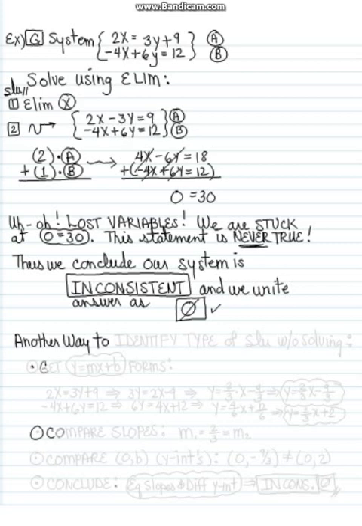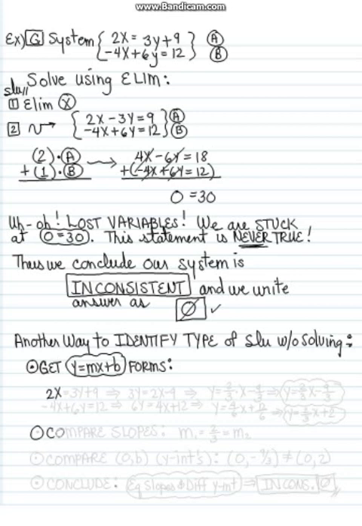Another way to identify the type of system without solving is to do this. First, get all of your equations written in y equals mx plus b form. Okay, so we'll take the first equation. We'll move everything over to the right, leaving the y on the left. And then we'll get rid of the coefficient by dividing each of the terms, not just the whole side, but each of the terms by 3. So we get y equals 2/3 x minus 3, 9/3. I should have written 9/3 as 3. Okay, so that was my bad.